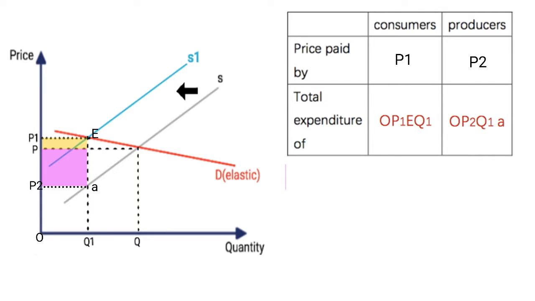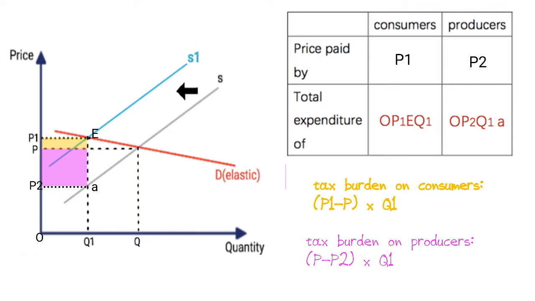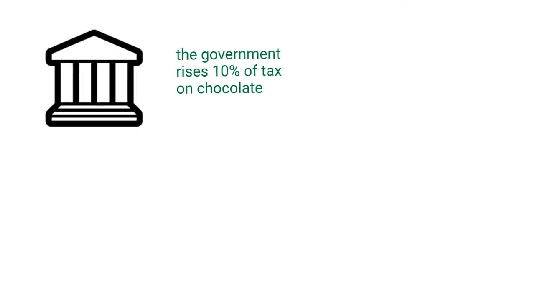As we know, the colored boxes represent the total tax revenue. Consumers share the yellow part and producers share the pink part, which is bigger. Well, let's see an example. If one day the government decides to raise the indirect tax on chocolate by 10%, this 10% is our total tax revenue of consumers and producers.